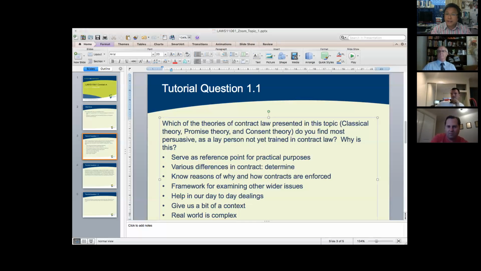Can somebody take the floor again this time and provide an explanation why you chose a specific theory as something that is persuasive? I particularly like the fact that Luke, for example, said that classical theory is the basis of contract law. I would be interested in trying to hear from Luke why he feels that classical theory is the basis of contract law.